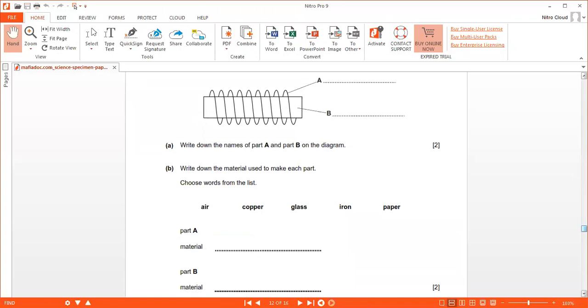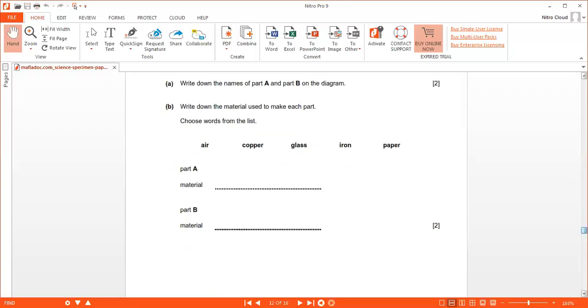B. Write down the material used to make each part. Part A, of course, the wire is made up of copper. It's a copper wire, so part A is made up of copper. And B is the core or the magnet. It is made up of iron. So A, copper, and B, iron.